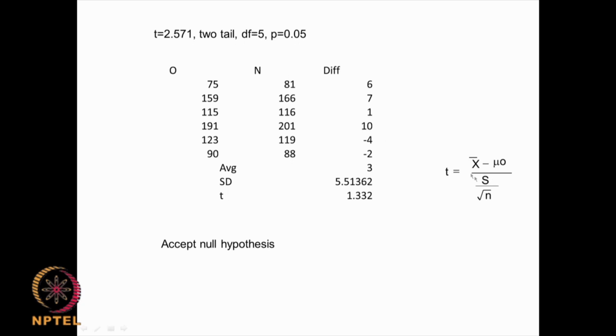So, the T I can calculate using this equation. You remember this equation, x bar minus mu naught divided by S divided by square root of n. x bar is 3, mu naught is 0, S is 5.51, square root of 6. So, I get 1.332. Now, T as I told you is 2.571 from the table, assuming 5 degrees of freedom, 2 tail P is equal to 0.5. So, there was no reason for you to reject the null hypothesis, okay, very straightforward.